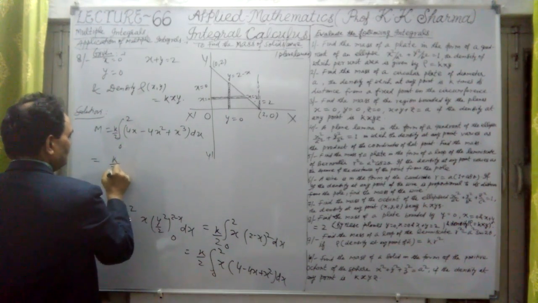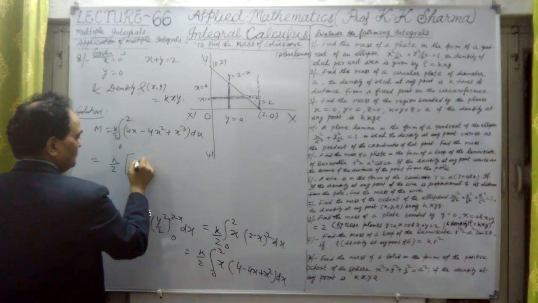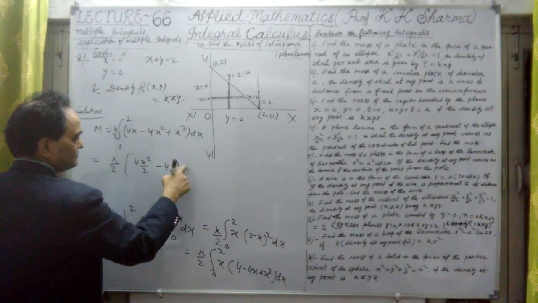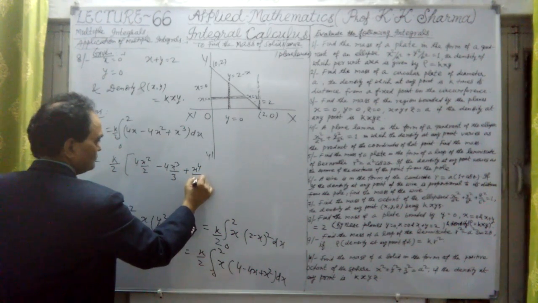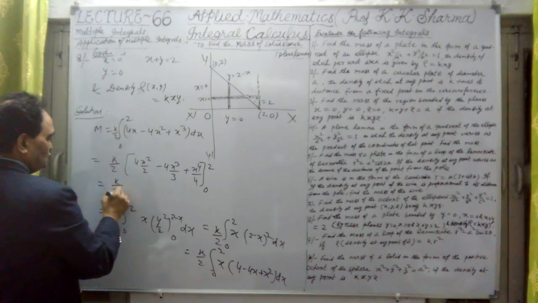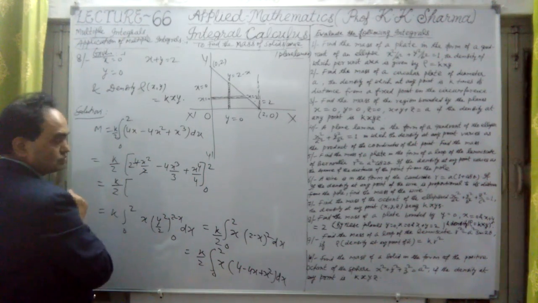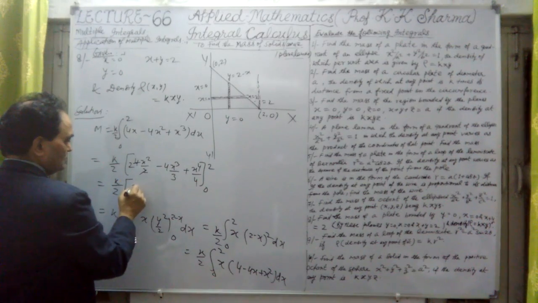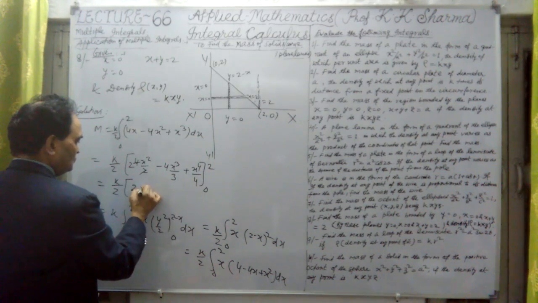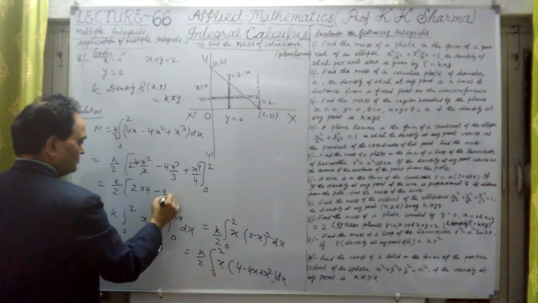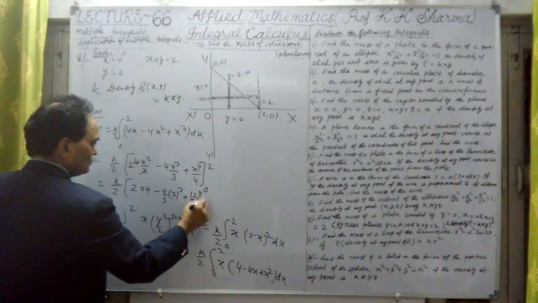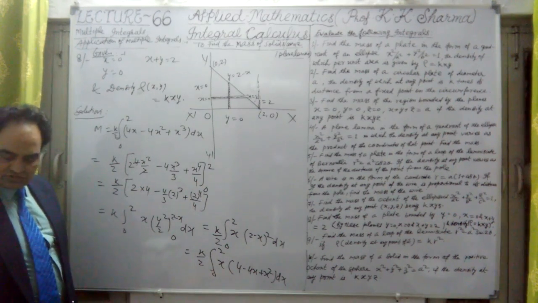This is k upon 2, as it is integration of this will be 4x square upon 2 minus 4x cube upon 3, x square is integrated as x cube upon 3 plus x to the 4 upon 4. Now putting limits 0 to 2, it will give us k upon 2 outside, 2x square. Now in place of x we have 2 here. This is 2 into 2 square, minus 4 upon 3, 2 whole cube, plus 2 to the 4 upon 4. So let me further solve it.